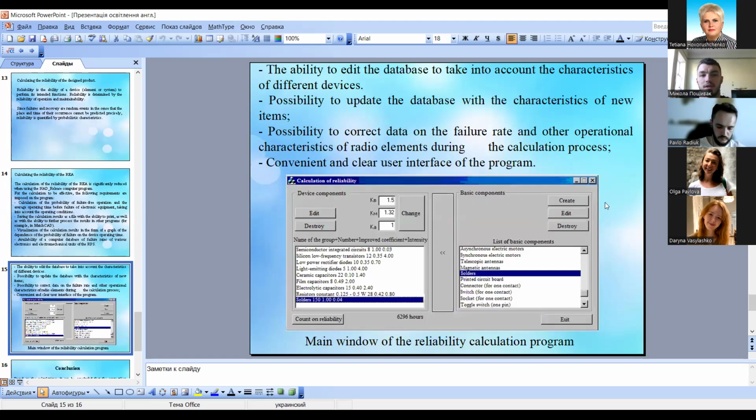The ability to edit the database to take into account the characteristic of different devices. Possibility to update the database with a characteristic of new items. Possibility to correct data on the failure rate and other operation characteristics of radio elements during the calculation process. Convenient and clear user interface of the program. And we can see a main window with the reliability calculation program.